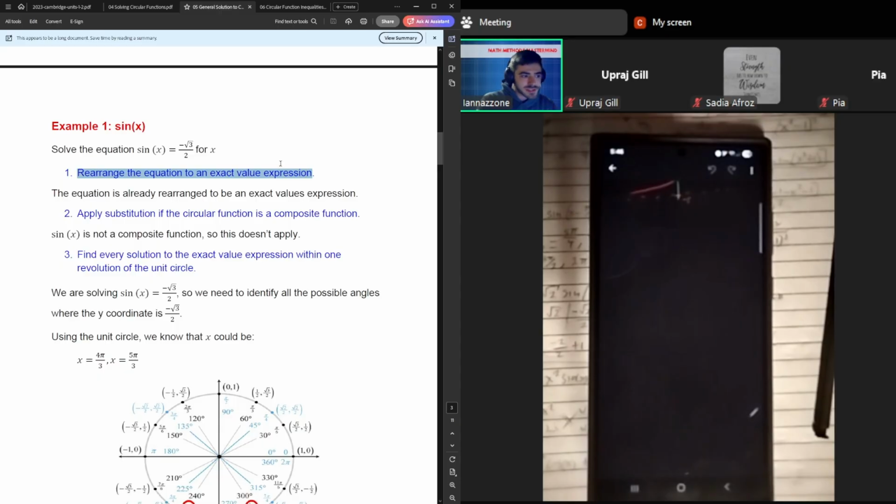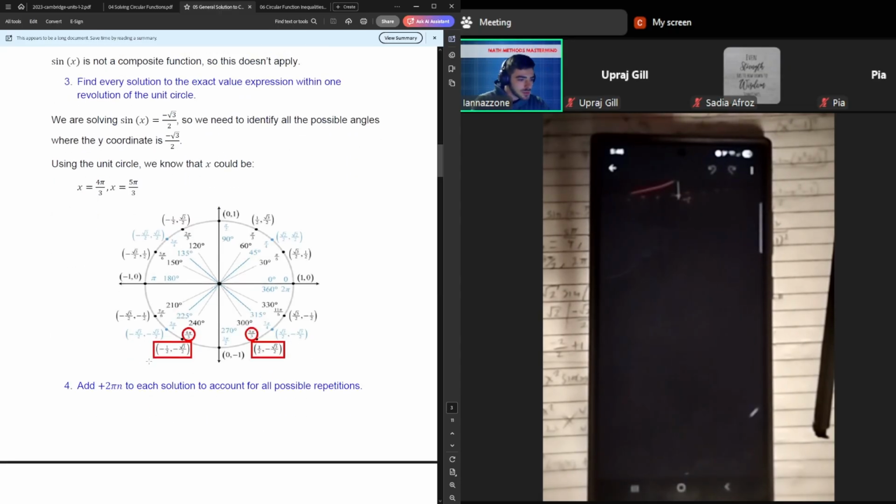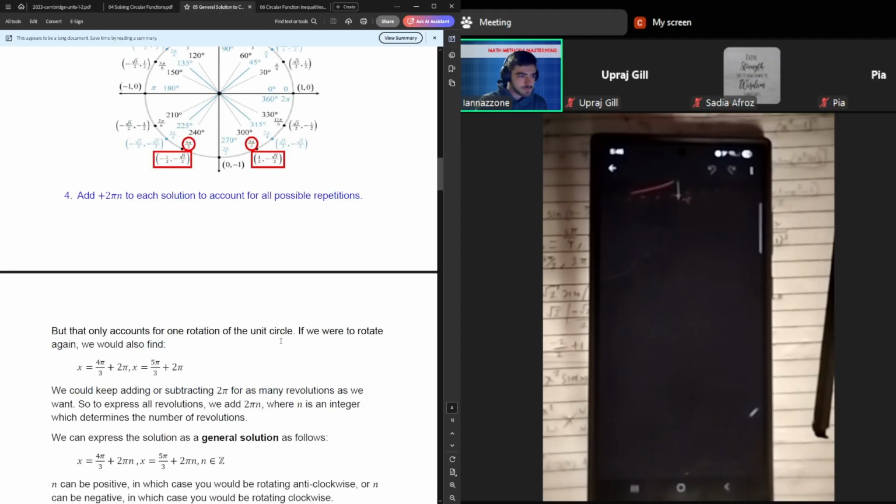You want to get your exact value expression, you might need to do a substitution, and you're going to find your first two solutions, or at least just find where it's equal to, in this case, negative root 3 over 2. So sine is negative root 3 over 2 at those two spots, so that's going to give you your first two solutions. Here's where it gets slightly different. To account for every other possible revolution, you just slap plus 2 pi n onto each of these terms.